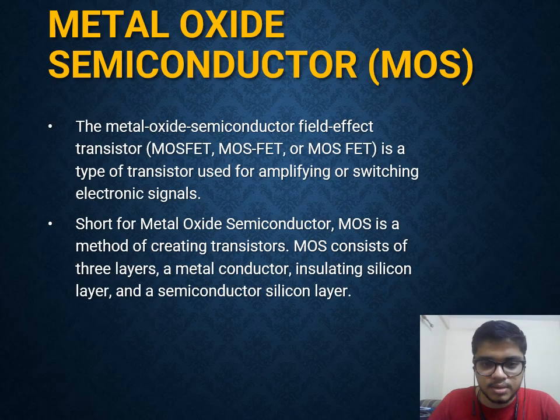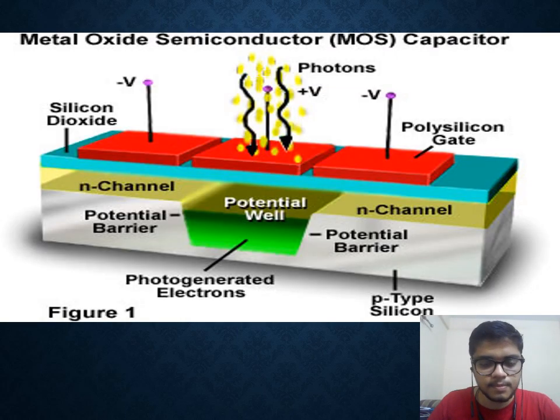Metal oxide semiconductors. A metal oxide semiconductor field effect transistor is a type of transistor used for amplifying or switching electronic signals. Short for metal oxide, it is a method of creating transistors. A MOS consists of three layers: metal conductor, insulating silicon oxide layer, and semiconductor silicon layer. This is the diagram of how the metal oxide works in NP, and how the photons penetrate to the channel and potential is generated between the potential barrier, and the photon generates electrons, which pass to the electric circuit.